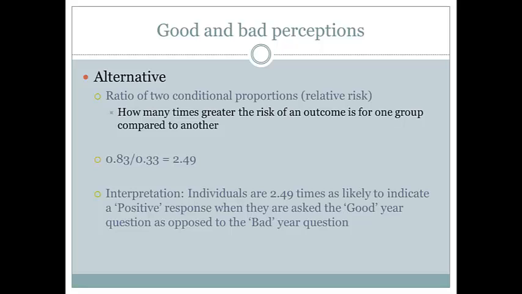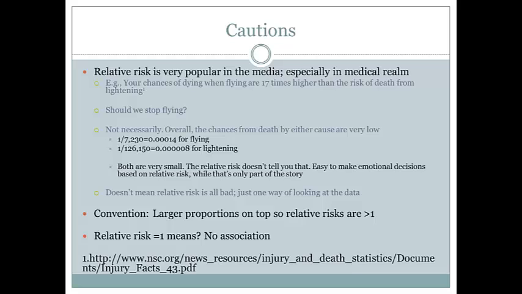What this means is that individuals are almost 2.5 times as likely to indicate a positive response when they're asked the good year question as opposed to the bad year question. A few words of caution. Relative risk is very popular in the media, especially in the medical realm. For example, you might hear something like this: your chances of dying while flying are 17 times higher than the risk of death from lightning. Should we stop flying? Well, not necessarily, because overall the chances of death by either cause are very low.